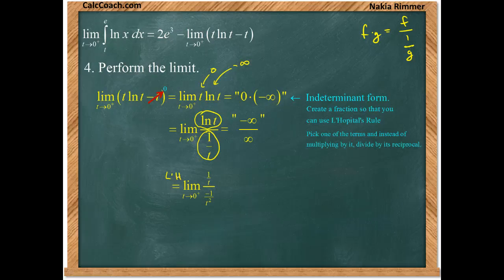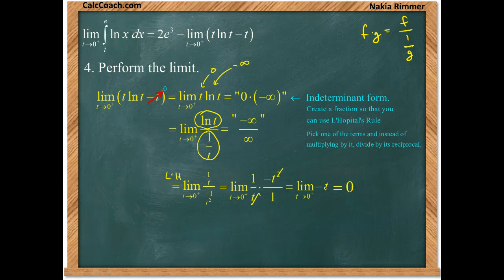Now we consider simplifying before we go further. We're looking at 1 over t, but that's divided by negative 1 over t squared. Let's multiply by the reciprocal. What this does is allows you to cancel this t with one of these two t's that are here, and now we're just looking at simply the function negative t as t goes to 0, and that's going to go to 0.